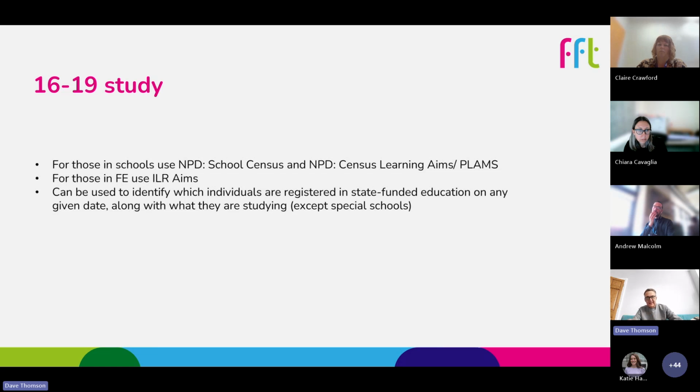If you're going to study the 16 to 19 phase, you will need to work with data from both ILR and from NPD, particularly the census learning aims data, which is equivalent to the ILR aims data for those who stay on in the school system. And you could use that to identify which individuals are registered in state-funded education on any given date, along with what they're studying, although aims data is not collected for special schools. So that's a bit of a gap.